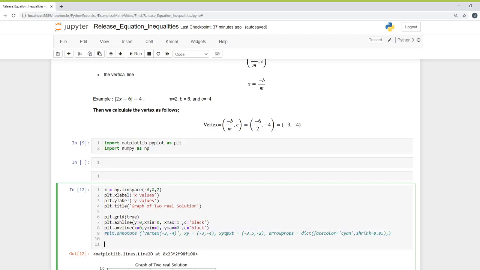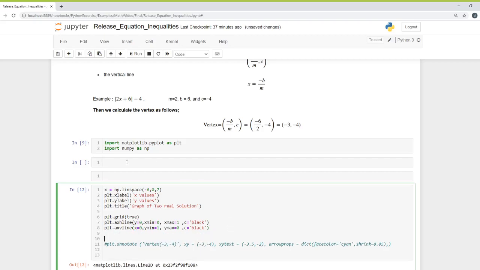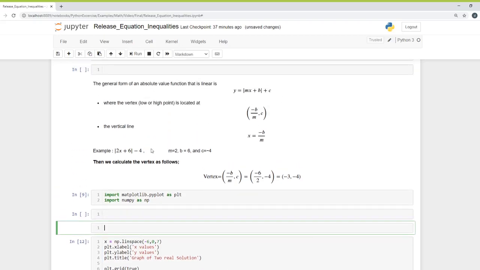Let's draw the plot. First of all, define a function for our equation, that is the absolute value of 2x plus 6, minus 4. To define the function, use the def keyword and name the function absolute. Pass the variable x, and in our equation return the value of y, that is the absolute value of 2 into x plus 6, minus 4. This is our x values.